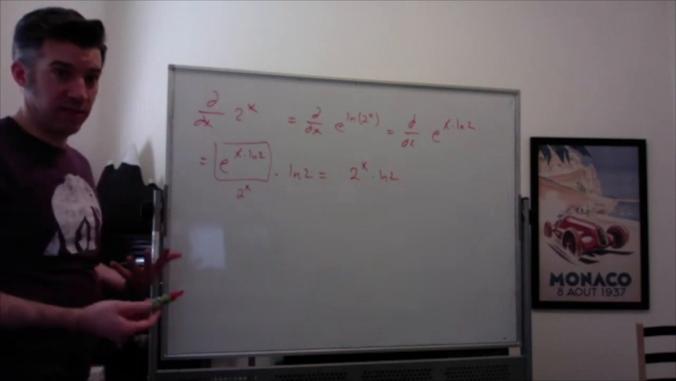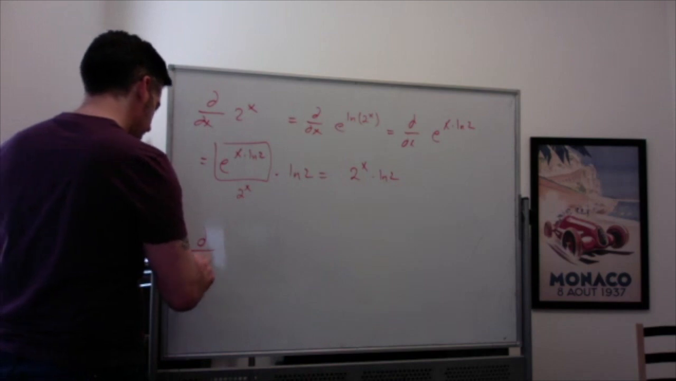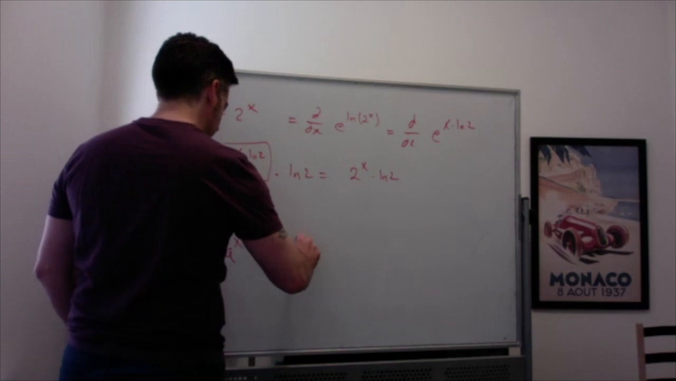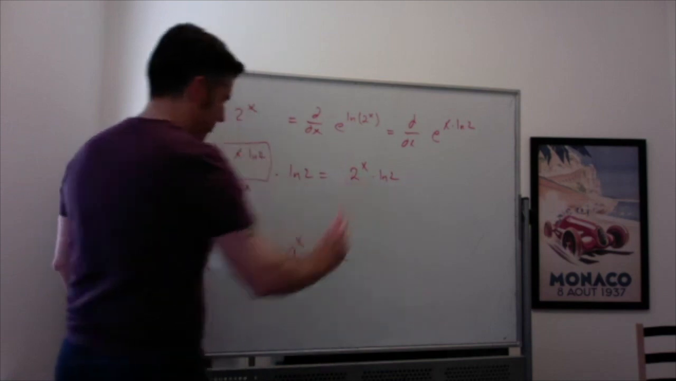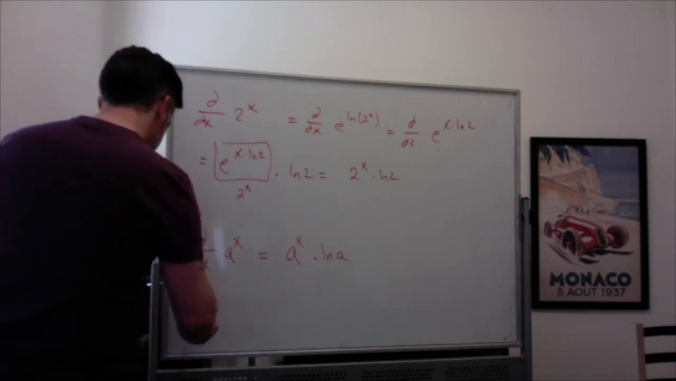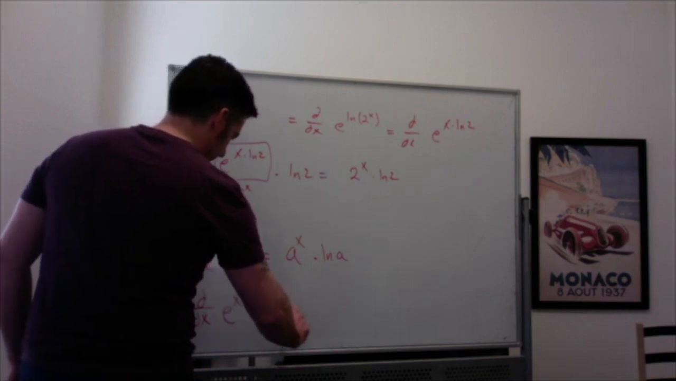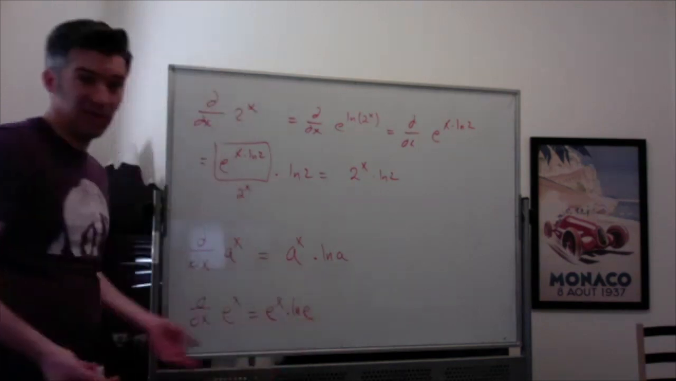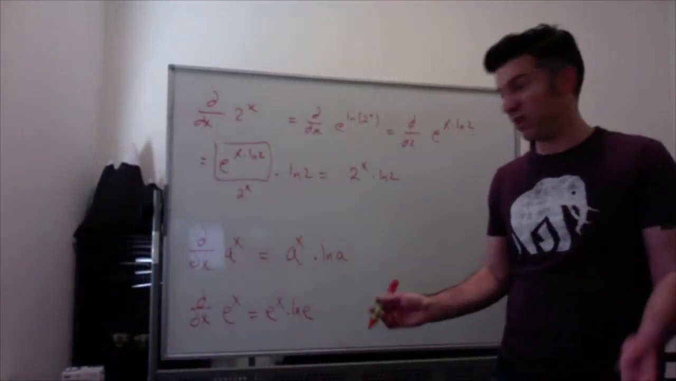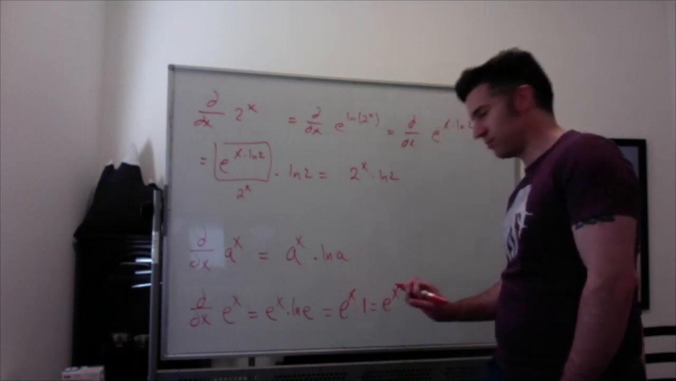Generally, we have this same pattern for any positive base that's not 1, where the derivative of a to the x is equal to a to the x times the natural log of a. And it even works if your base is e, right? If your base is e, the derivative of e to the x is equal to e to the x times the natural log of e. But the natural log of e is just asking e to what power equals e, and that number is 1. So this is just e to the x times 1, which is e to the x.